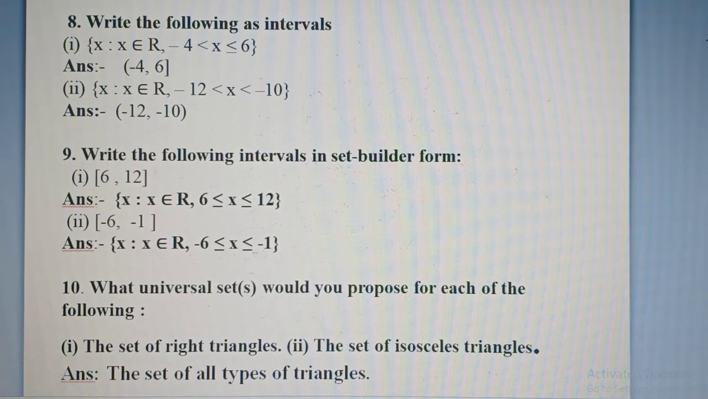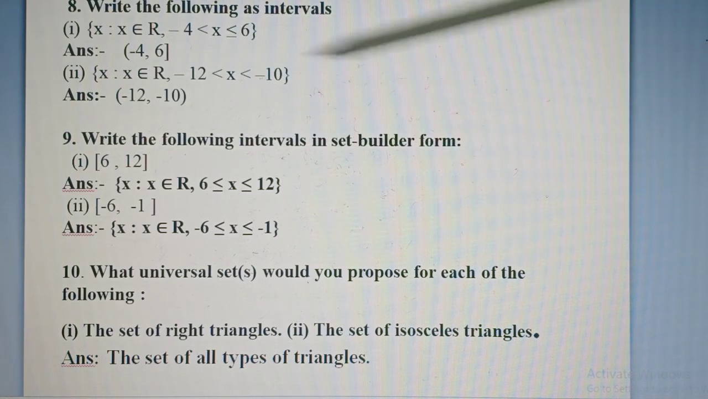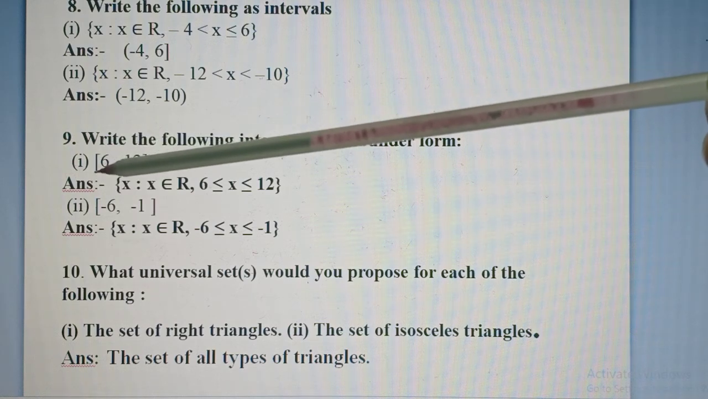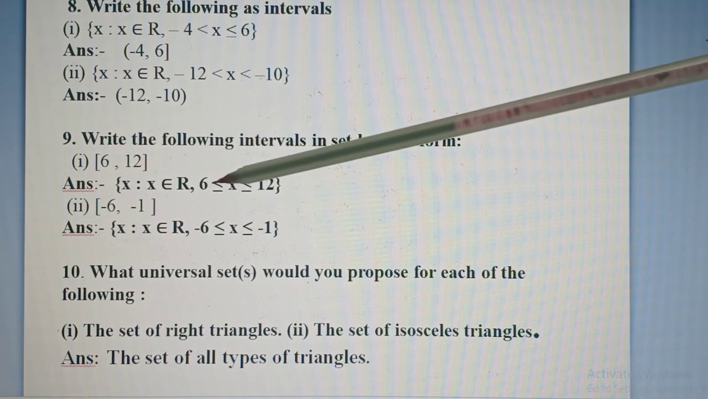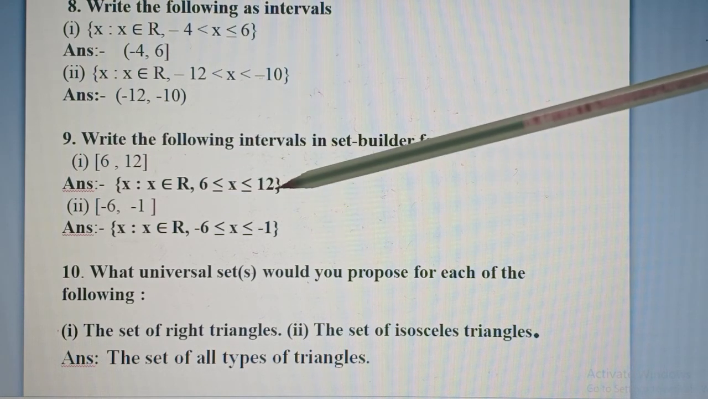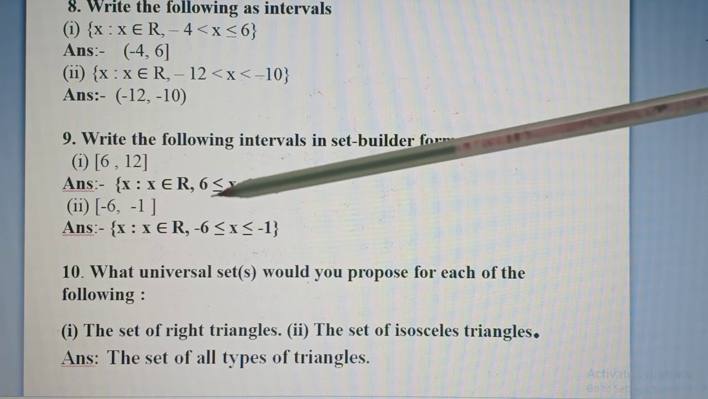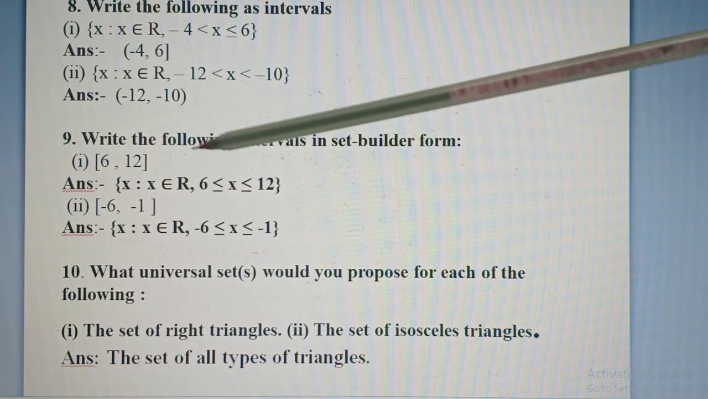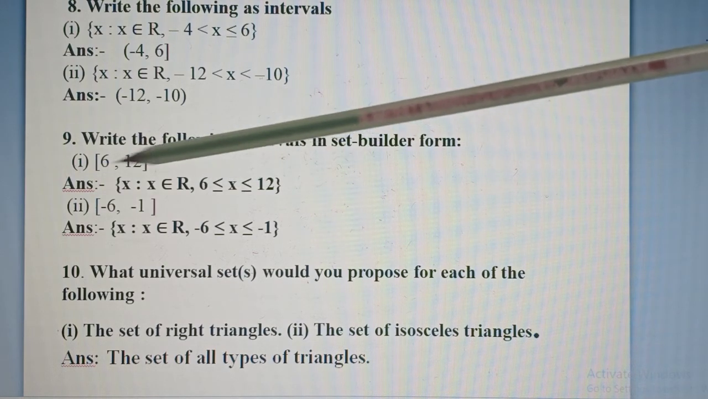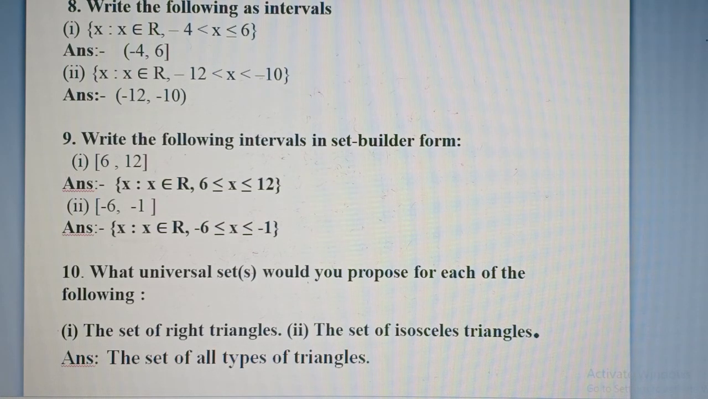Here the question is given in terms of interval and we have to form the set in terms of the set builder method. Write the following intervals in set builder form. This is the interval, closed interval [6, 12]. So students, here including 6 and 12, so we have to use 6 ≤ x ≤ 12. Okay, here all the elements from 6 to 12. So this symbol is less than or equal to. It means that the elements from 6 to 12 are present in this set. Next is [-6, -1]. Same, -6 ≤ x ≤ -1.